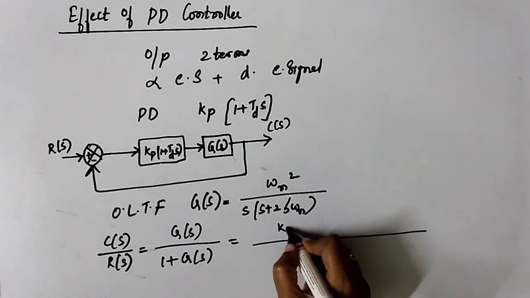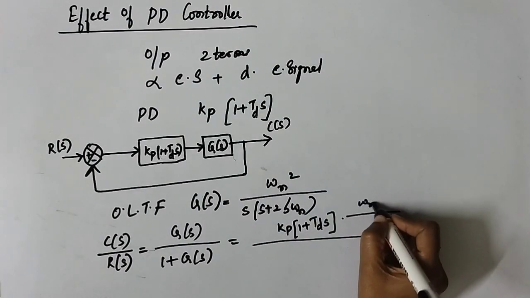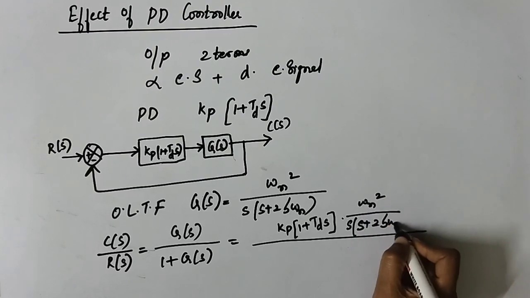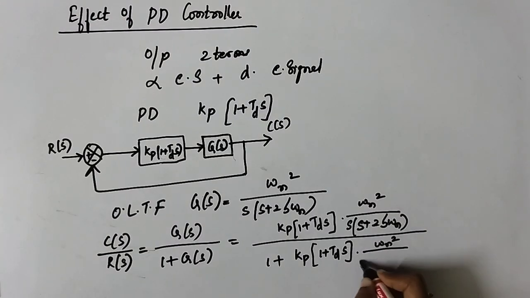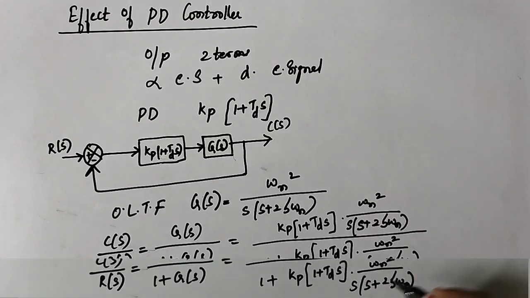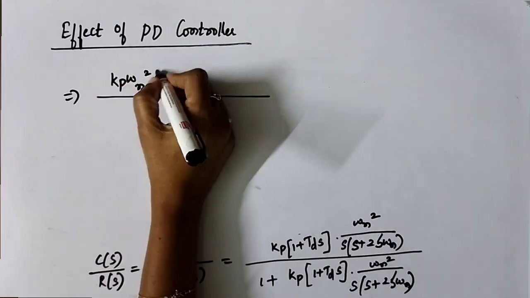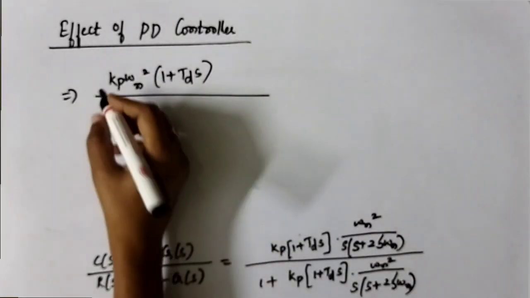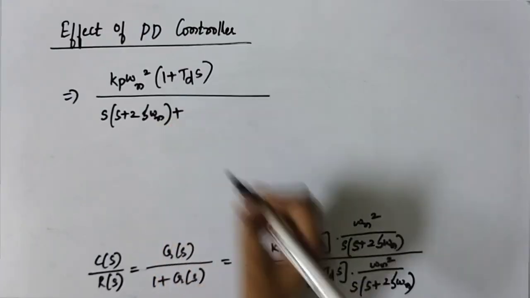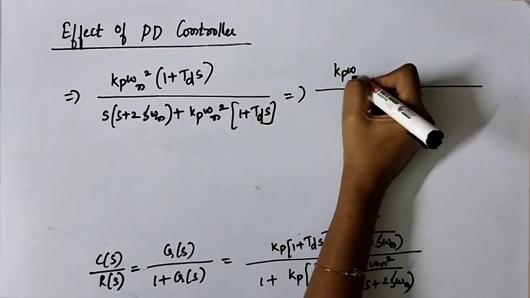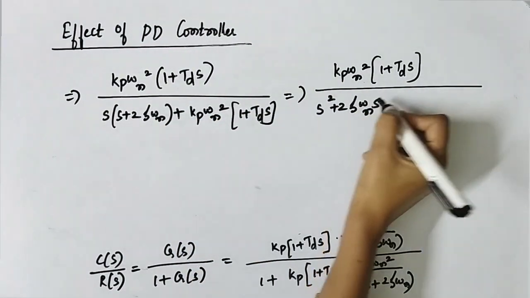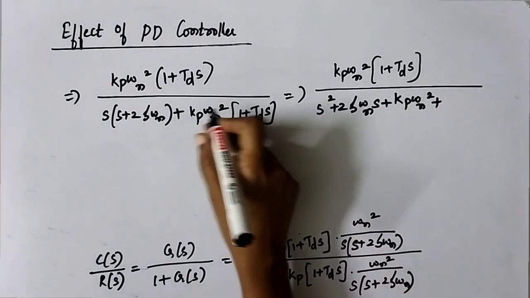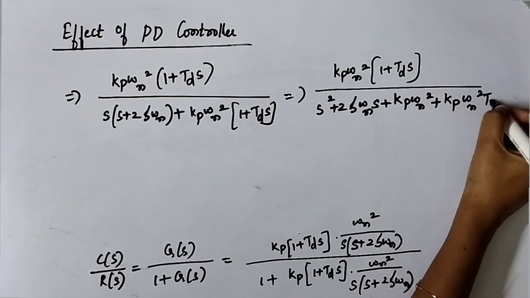For this system, that is Kp into 1 plus Td into S into omega n square by S into S plus 2 zeta omega n, divided by 1 plus Kp into 1 plus Td into S into omega n square by S into S plus 2 zeta omega n. I will simplify this. Kp into omega n square into 1 plus Td into S, by taking the LCM S into S plus 2 zeta omega n plus Kp into omega n square into 1 plus Td S, is equal to Kp into omega n square into 1 plus Td into S, by S square plus 2 zeta omega n S plus Kp into omega n square plus Kp into omega n square Td into S.